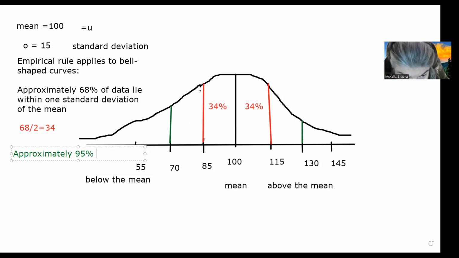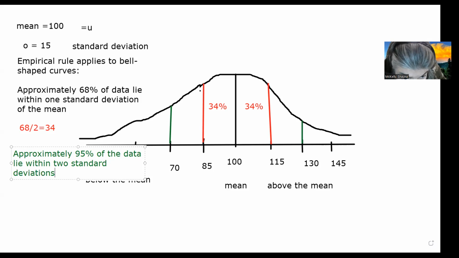95% of the data lie within 2 standard deviations of the mean. Okay, that's this. 95% of the data lie within 2 standard deviations of the mean. So that's the green on your picture.